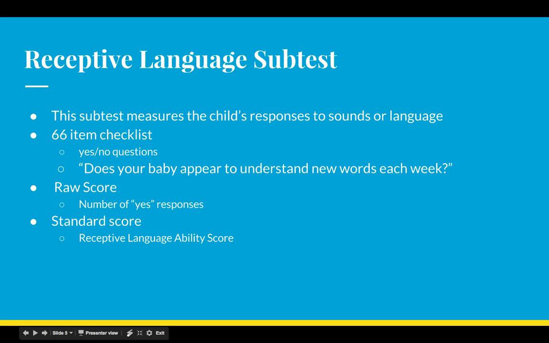The receptive language subtest is a 66-item checklist which measures the child's responses to sounds or language. The yes or no questions ask for information such as, does your baby appear to understand new words each week? And the examiner circles yes or no as appropriate. We will now demonstrate a portion of the receptive language subtest.